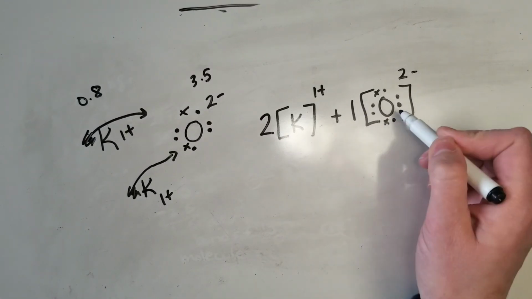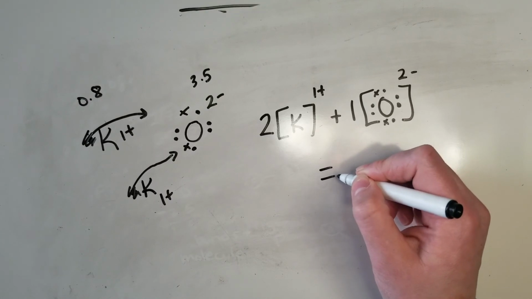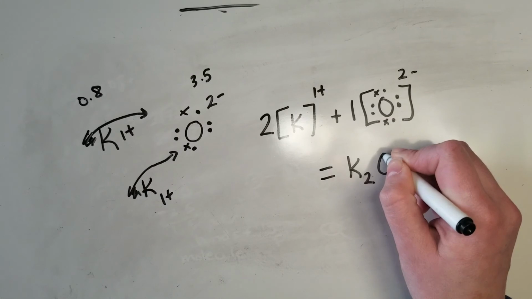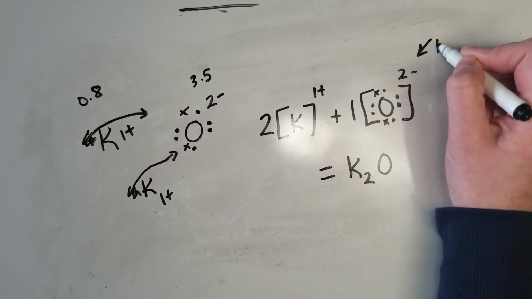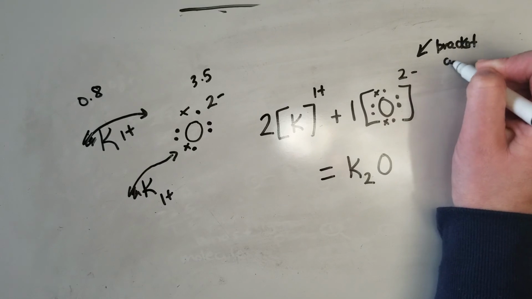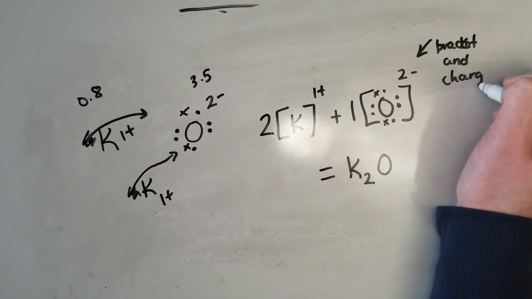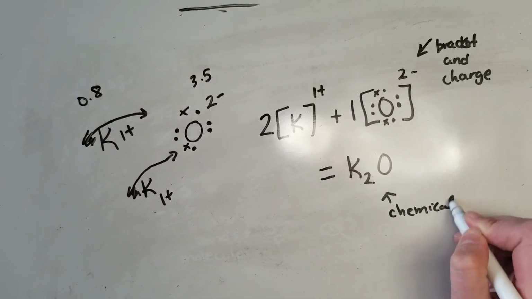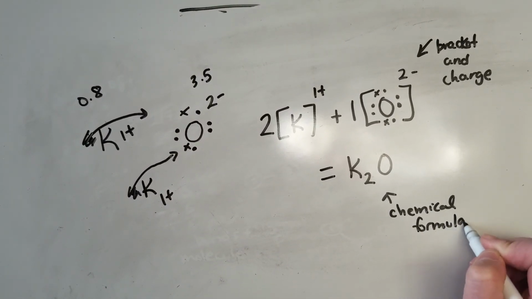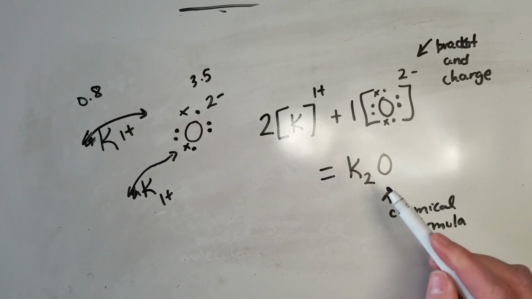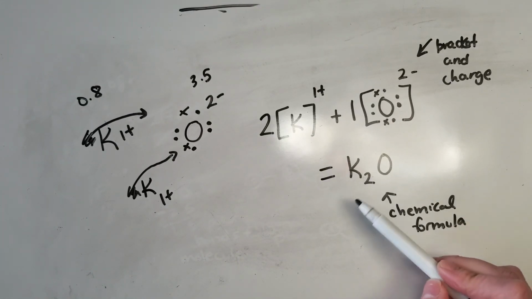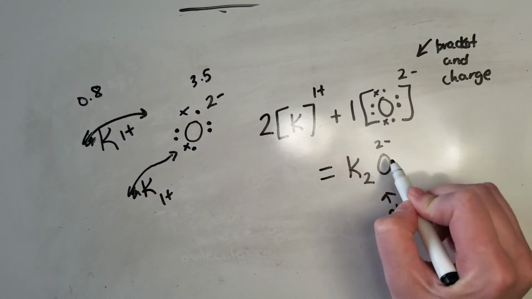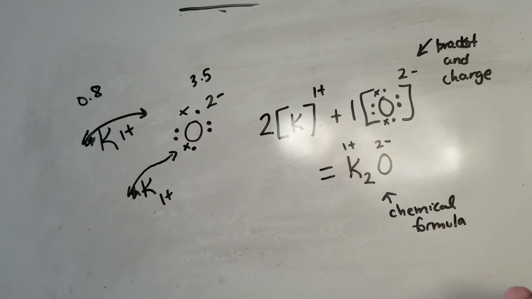And once I've drawn this out, I'm going to write it as a chemical formula, which is to say that I have 2 potassiums and 1 oxygen. This is the bracket and charge form, and this is the chemical formula. And that's just saying that in potassium oxide, which is this particular chemical, there's always a ratio of 2 potassiums to 1 oxygen. The 1 oxygen takes 2 electrons, and the 2 potassiums each give up 1 electron.